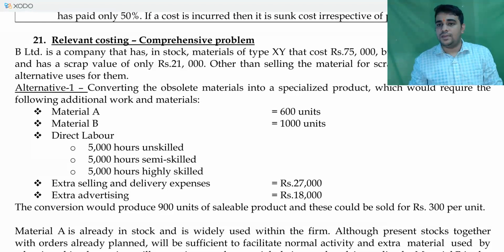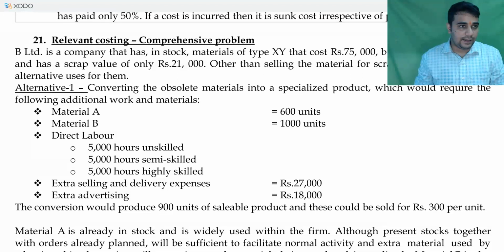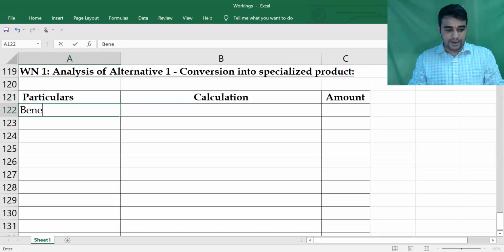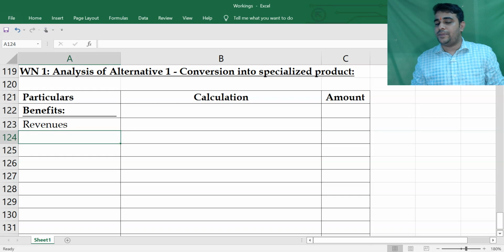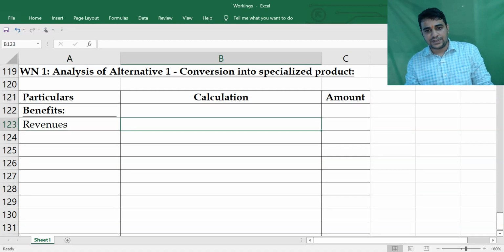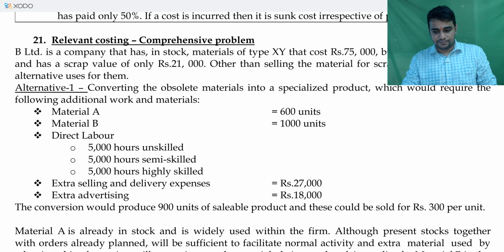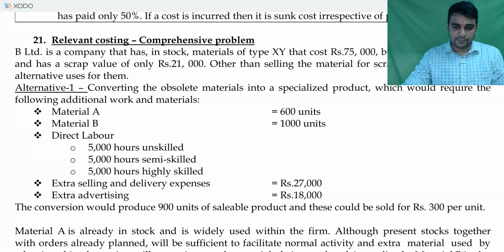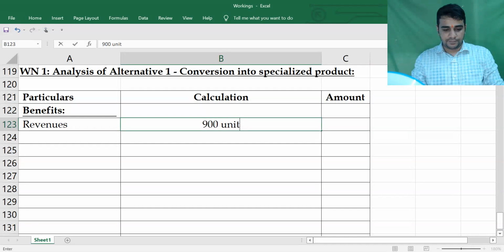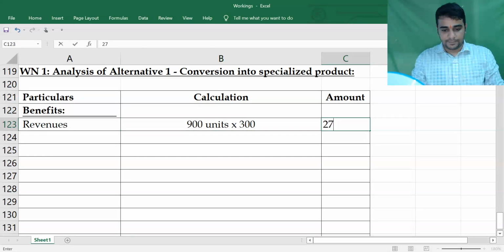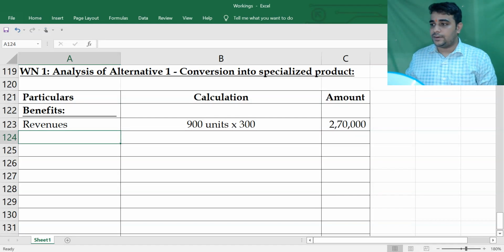When I convert this, I will get one benefit, which is selling 900 units. Revenue, or you can write benefits, revenues. Mostly a question will have only one benefit. In rare questions you may see 2-3 benefits also. You will see those questions later on. Revenues: 900 units into 300.